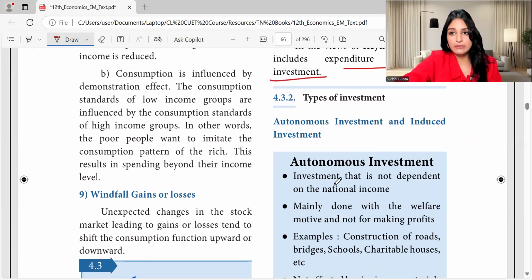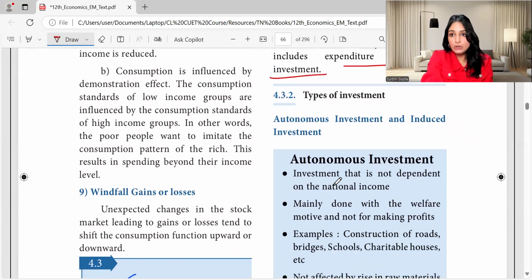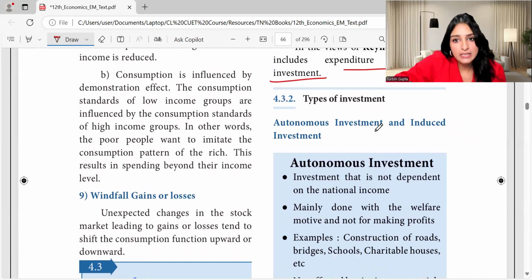Then there are different types of investment, as we talked of in the beginning of the video. There's autonomous and there's induced. Autonomous will again be the one that does not depend on income: this much investment has to be made, so it has to be made.